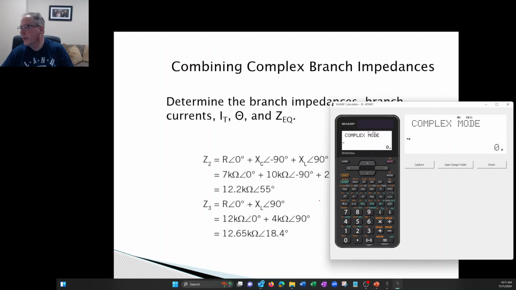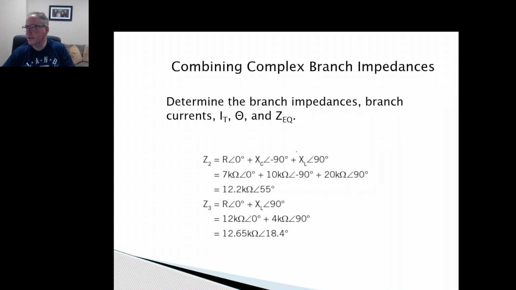Then Z3 is going to be 12K. And because it's 0, I'm going to leave that off. Plus 4K. This one we do have to put the angle. And that's negative 90 degrees. Because that is inductive reactance. And that equals 12.65K at 18.4 degrees. All right? So that's how you can use the calculator to calculate those.